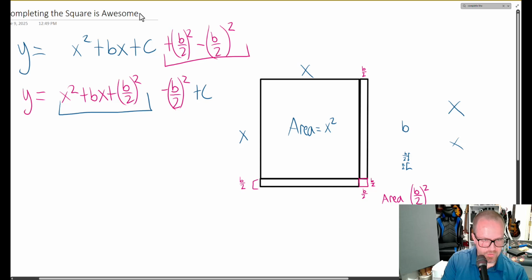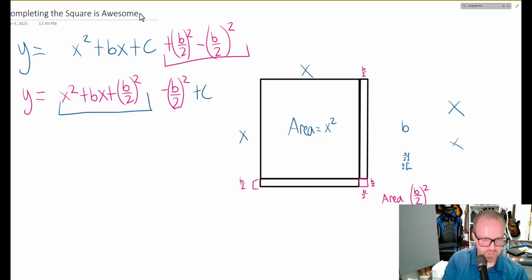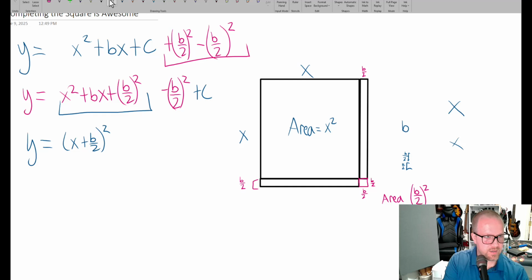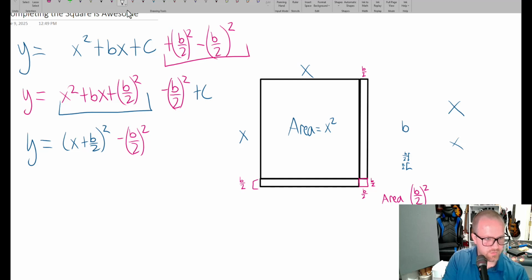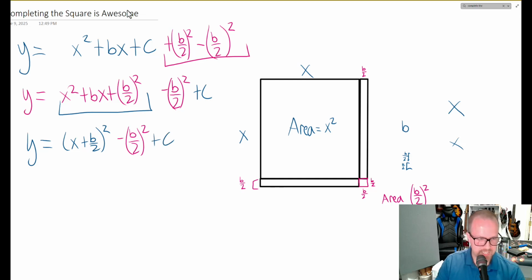If you look at our model, the side length of x plus b over 2 is the same on each side, so our complete the square becomes x plus b over 2 squared. And now we have the things that we compensated with, minus b over 2 squared, and the plus c left over.